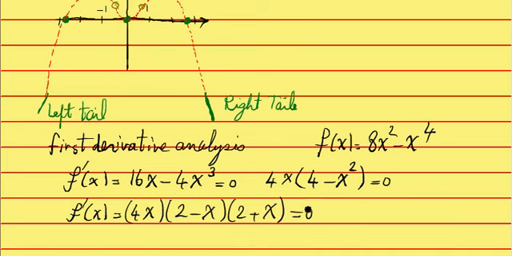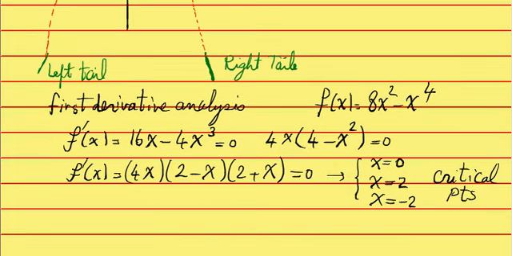equal to 0, gives me 3 roots. If I set the first parenthesis equal to 0, I get x equal to 0. Second one gives me x equals 2. Third one gives me x equal to minus 2. These are my critical points. They were all of the variety that make the derivative 0.